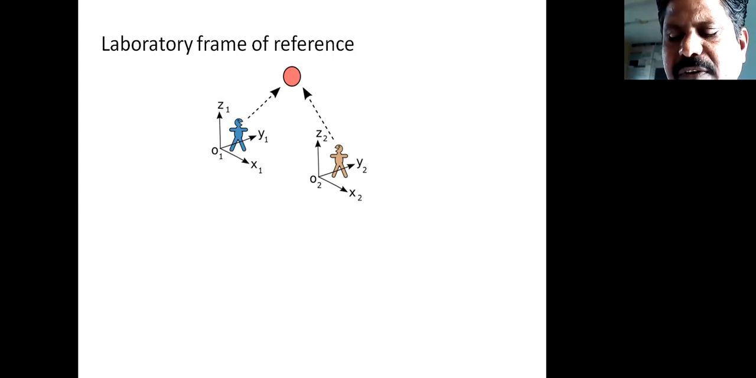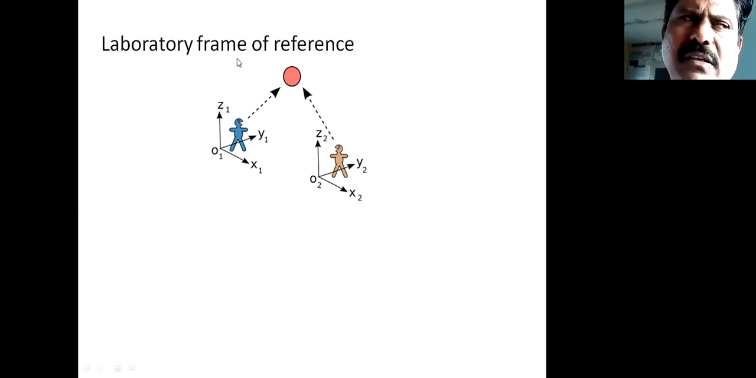In such a frame of reference, an object at rest remains at rest. An object in motion continues to move at constant velocity since no force acts on it. Such frames of reference are called inertial frames. They are also called what? A laboratory frame of reference.